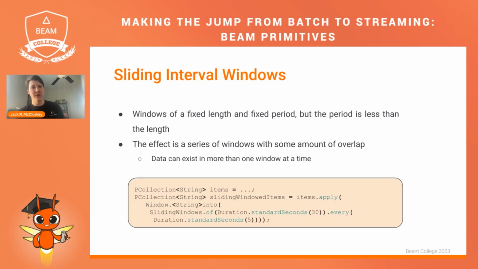Sliding interval windows have a fixed length and a fixed period, but the period is less than the length. And so you have a series of windows with some amount of overlap, data existing in more than one window at a time. Similar setup code-wise as you would do before. You use the same window into transform, but instead of fixed windows, you have sliding windows of duration 30 seconds, and then you set your period of 5-second intervals. So in this case, you would have a sliding window starting every 5 seconds, but they're 30 seconds in length.